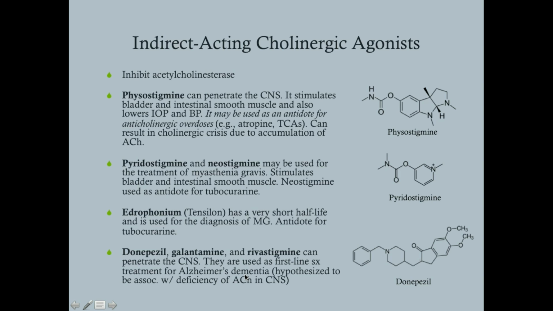And it's hypothesized that Alzheimer's is associated with a deficiency of cholinergic activity in the CNS. So if you can get some of those cholinergic agonists into the CNS, supposedly you can improve the symptoms of Alzheimer's. It certainly has not been proven that this slows the course of Alzheimer's. It probably doesn't. It hasn't even been proven that it improves the amount of time from diagnosis to institutionalization. But they are used as symptomatic therapy. So donepezil, galantamine, and rivastigmine.